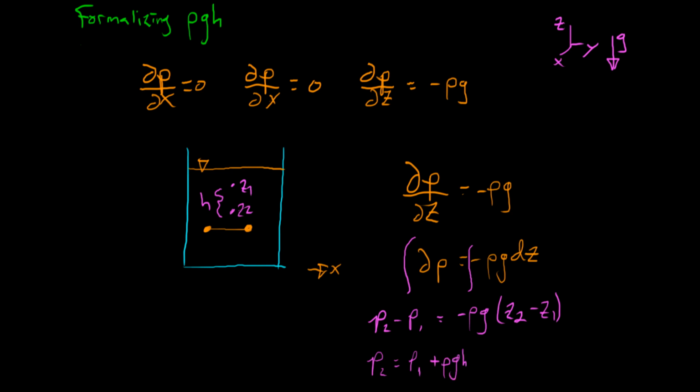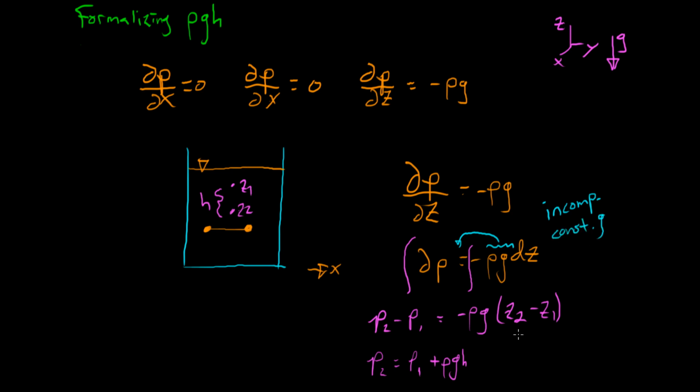Now, what assumption did I make to do that? I took the rho g and I pulled them out. And so what that means is that this is for a fluid whose density doesn't change, incompressible, and also that gravity hasn't changed.